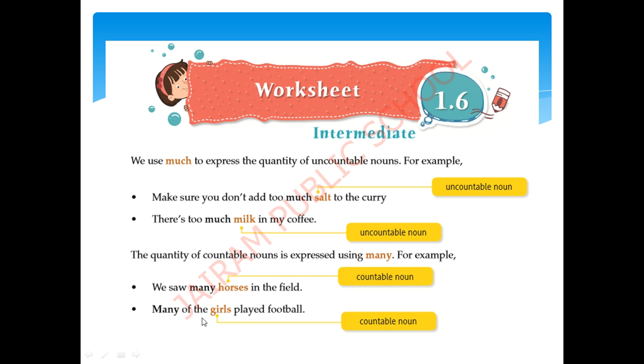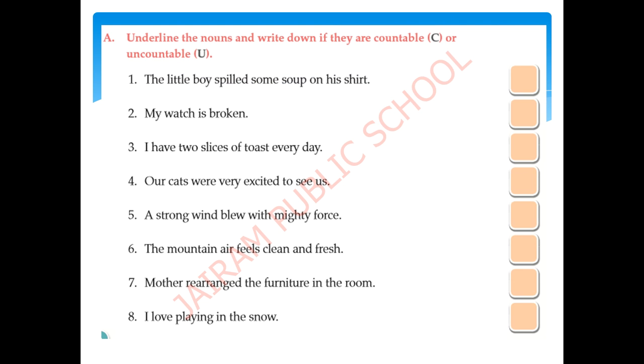The next sentence is, many of the girls played football. So here the noun is girls. Whether it is countable or uncountable? Countable. So this is countable, which can be used with many. In this way you can differentiate countable and uncountable nouns. My dear children, are you all clear with this? Yes. For our better understanding, let's have this worksheet now.